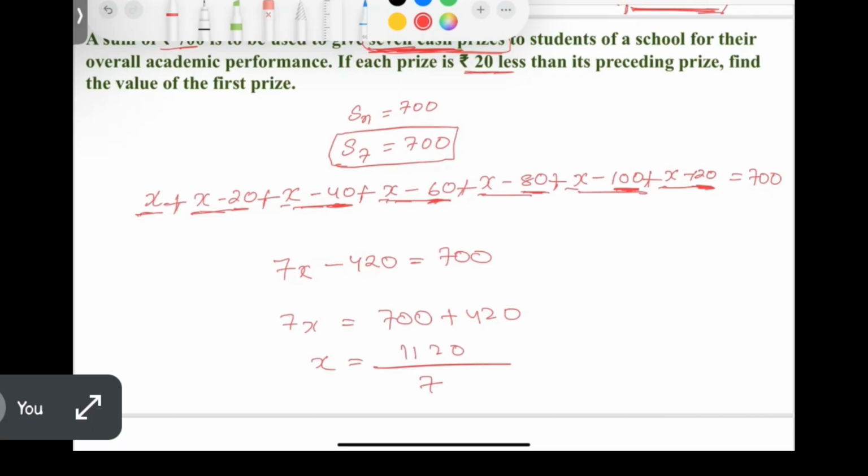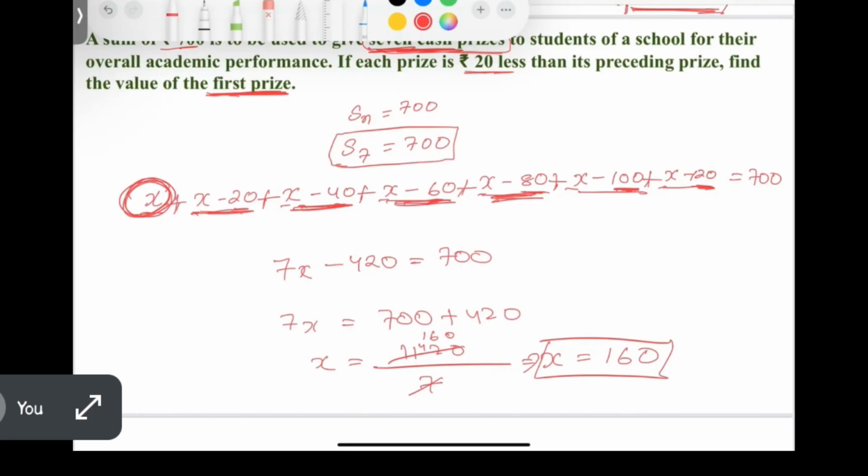So is it divisible? I think it should be. 7 ones are 7, so which means how much is left? 4. 42. 7 6s are 42. So which means the x value is nothing but 160. So we are asked to find the first prize. So the first prize means the greatest value is this one, because every term there's a reduction of 20.